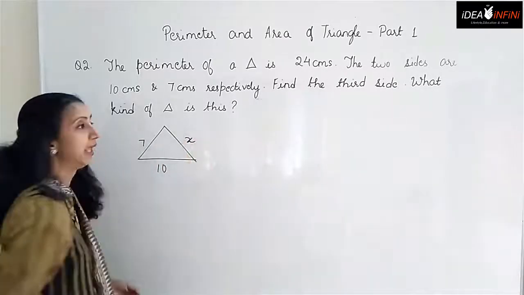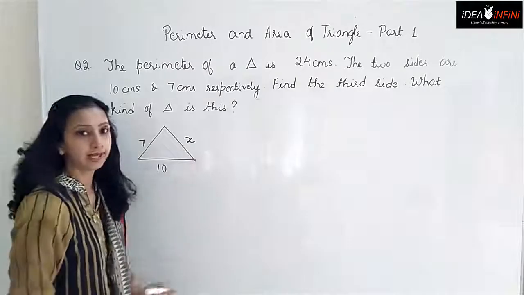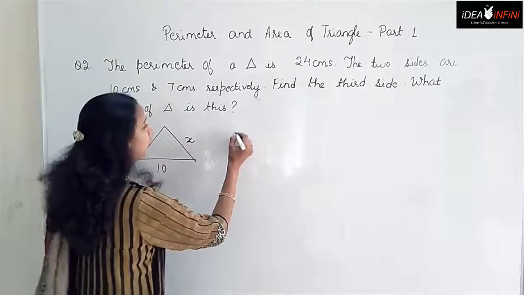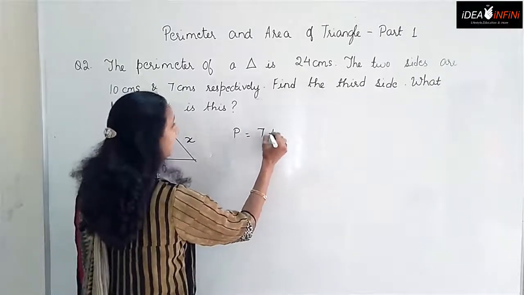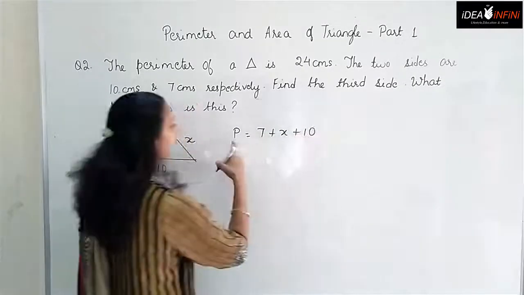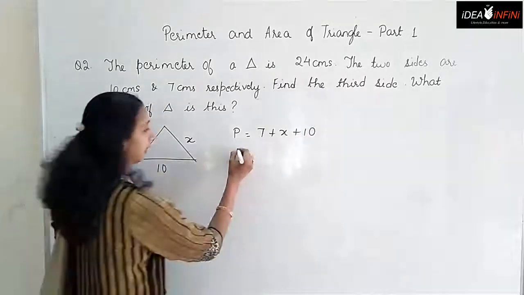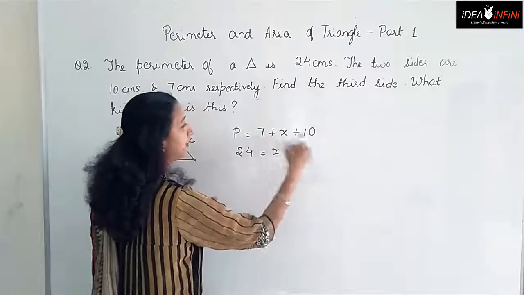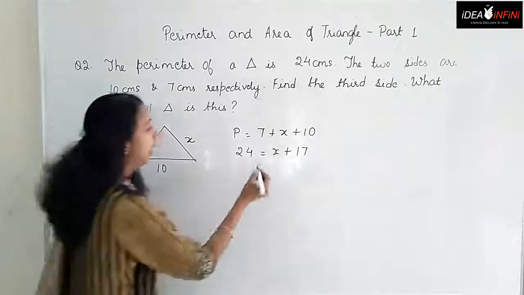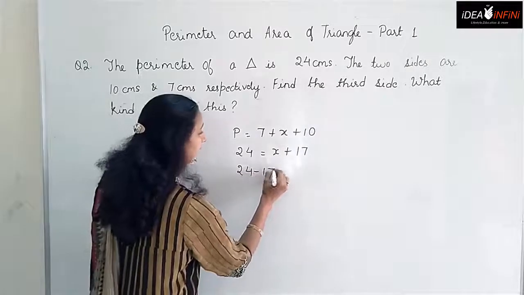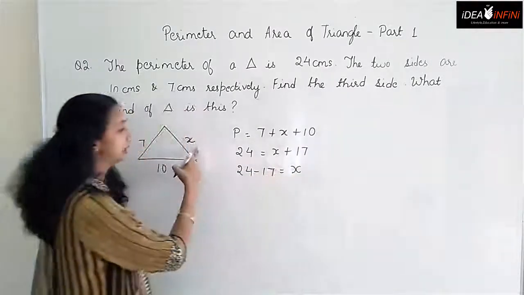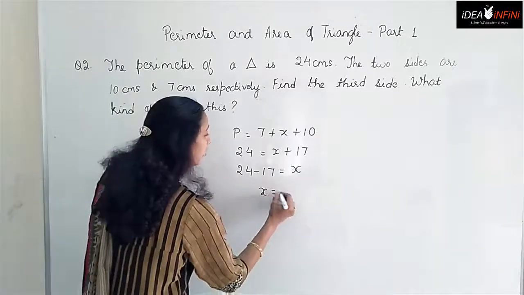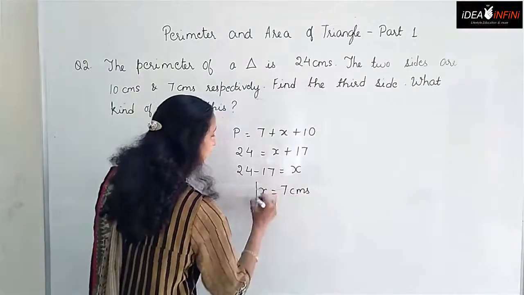This we don't know. But the sum of all three sides, that is the perimeter, has been given as 24 centimeter. So what we do is, perimeter is equal to 7 plus x plus 10. And instead of perimeter, I write 24. 24 is equal to x plus 17. 10 plus 7 is 17. And this 24 minus 17 will give me the value of the third side. That will be 7. So x will be 7 centimeters.